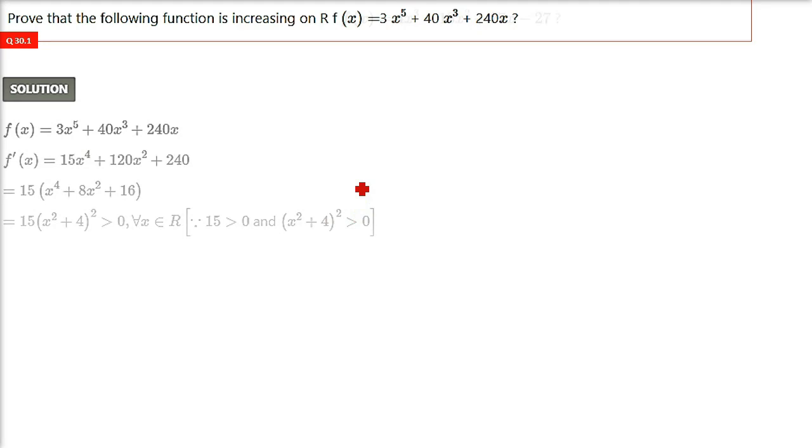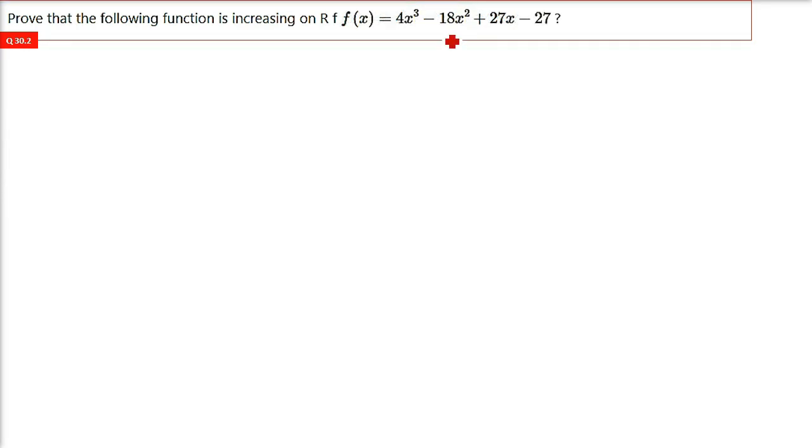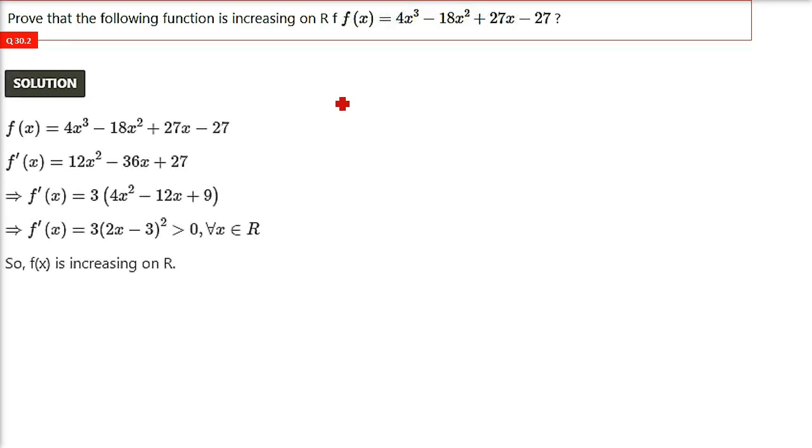And the questions which are coming like this, they also have the same logic. So I will just show you how it is to be done, because it is similar to the previous question. You just have to make it a perfect square. So (2x minus 3) whole square will always be positive because it is square. And 3 is a constant, so this function is increasing on this real number R. Positive into positive will always be positive. That tells f dash x is greater than 0.